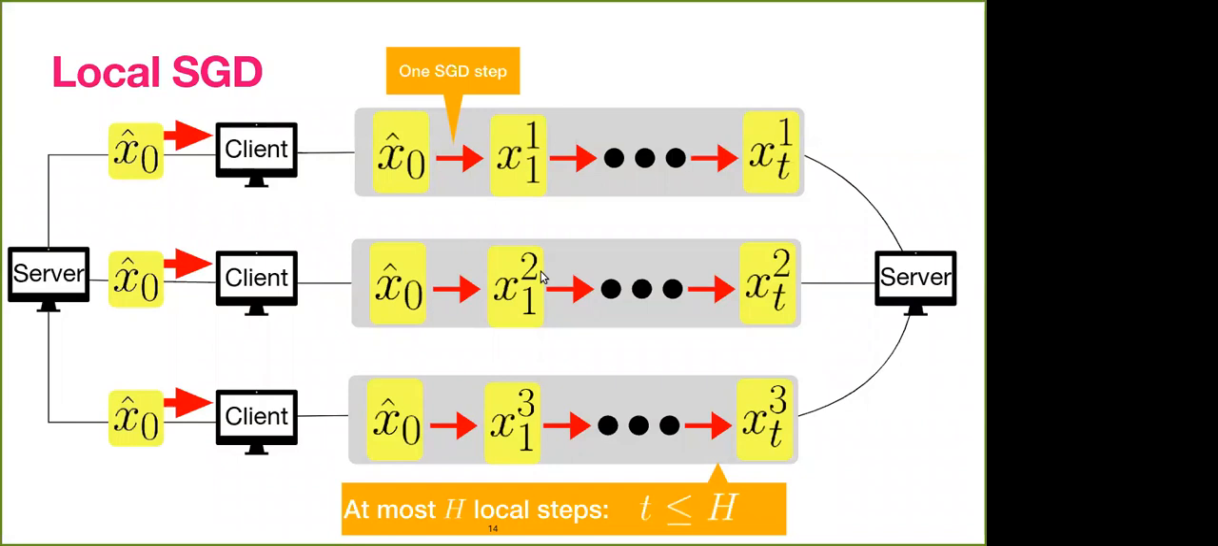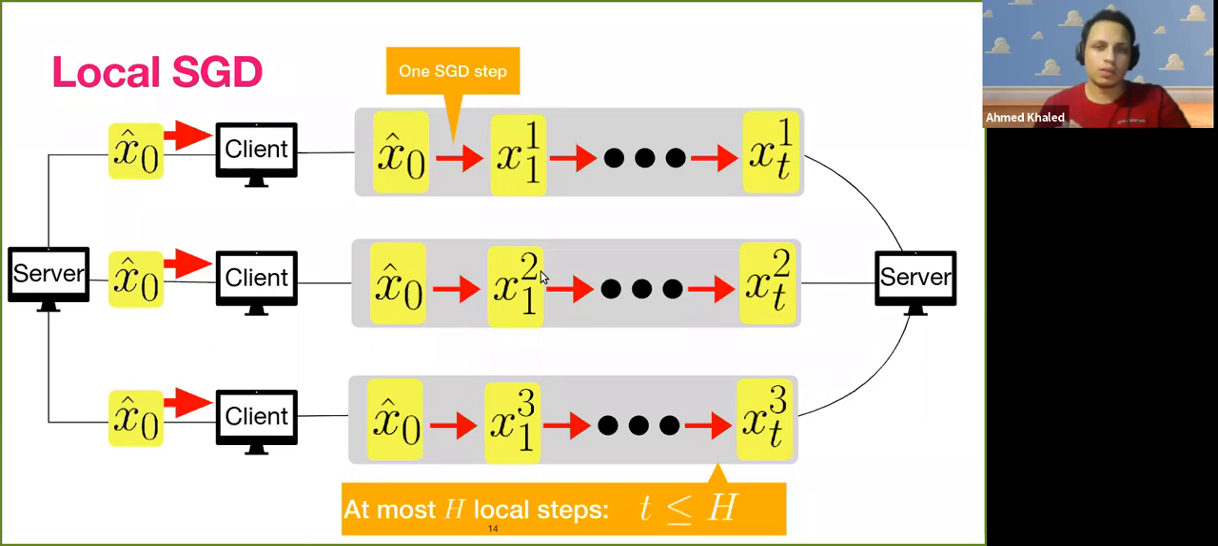Okay, so what we do here is that we say that T is the same for all clients. So for example, all of the clients agree that each of them will do 50 steps. So T is equal to 50, and after exactly 50 steps, they will send their iterate to the server and they will wait for the server response. Of course, you can consider the case in which clients actually do it differently, so some clients take more steps than others. Our guarantee in that case will be for the H that upper bounds all of them. It will be a worst case bound.